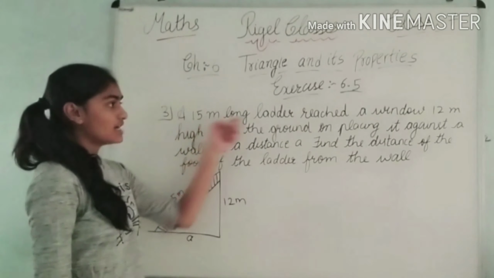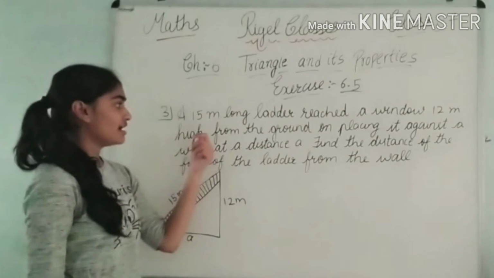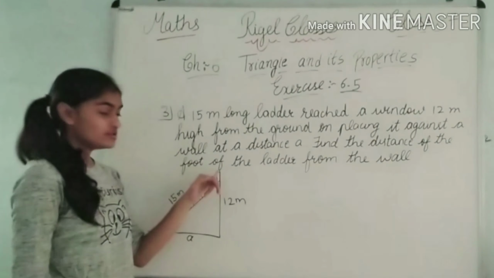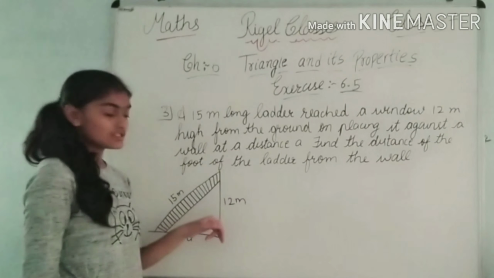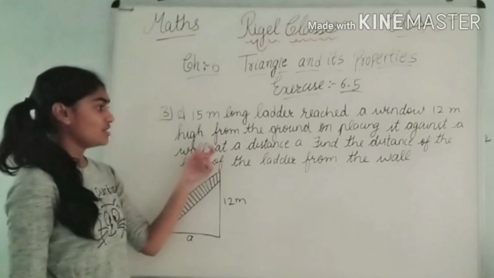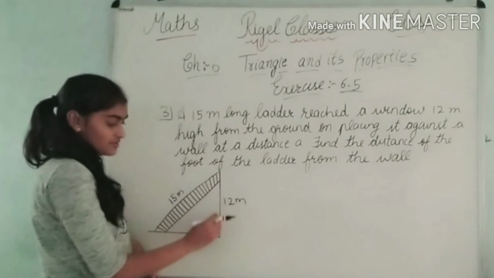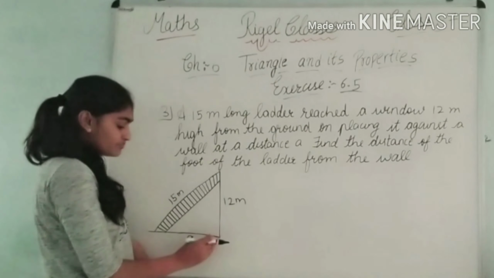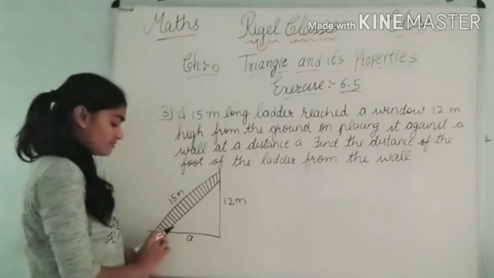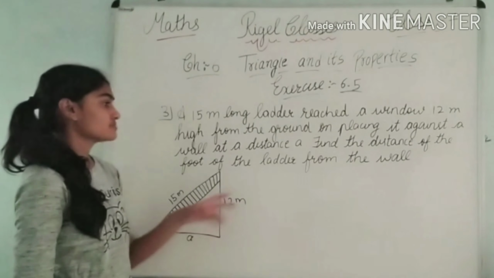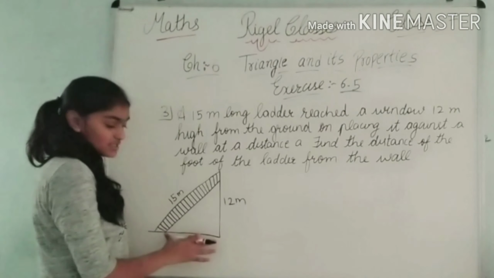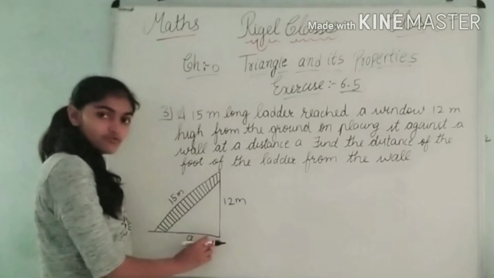A 15-meter long ladder reached a window 12 meter high from the ground. Here a ladder 15 meter long reached the window 12 meter height. So one side will be 12 meter and ladder will be of 15 meter. Placing it against a wall at a distance A. It is placed, this is wall, you need to understand, and it is placed at a distance A. So this much distance will be A, distance between ladder and the wall. Find the distance of the foot of the ladder from the wall. So we need to find this distance A from the foot of the ladder to the wall.